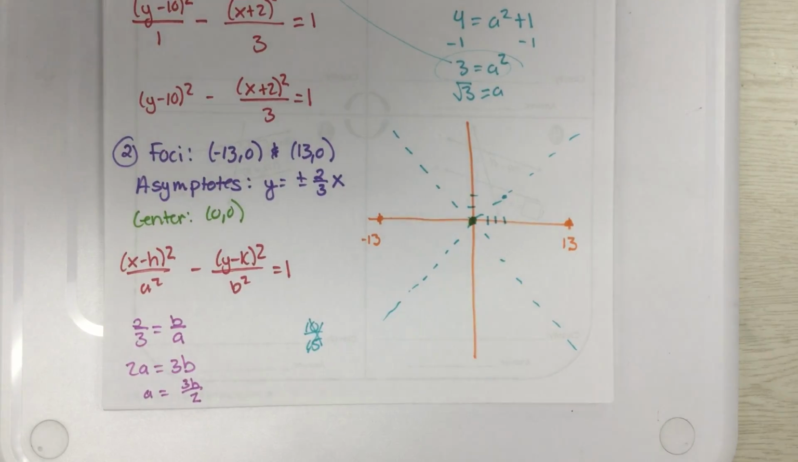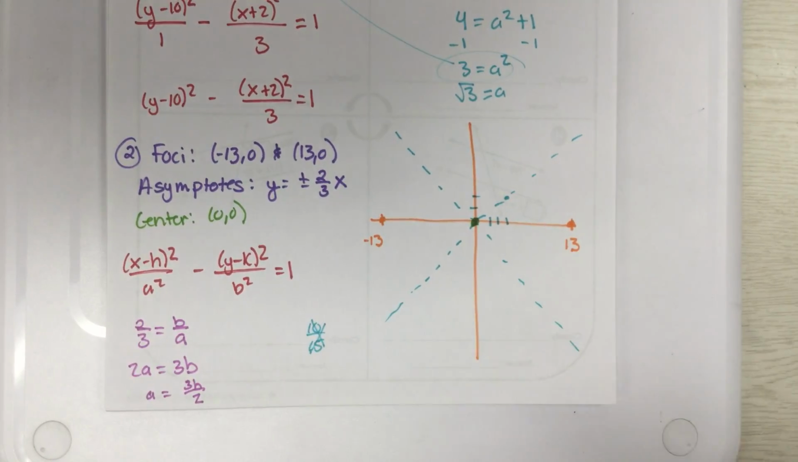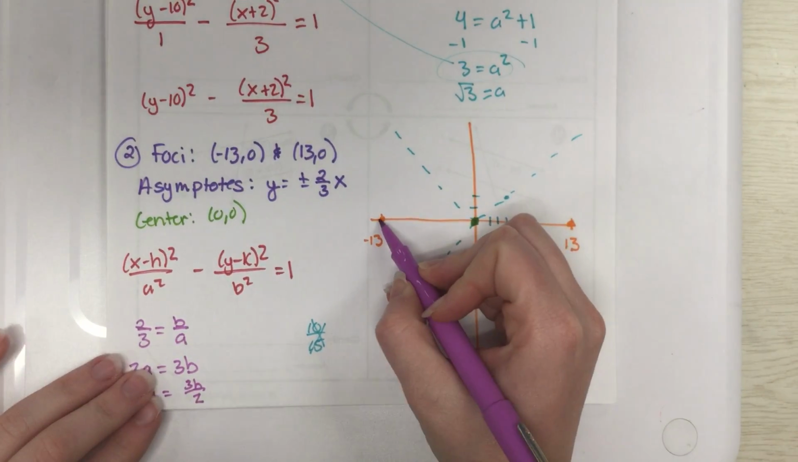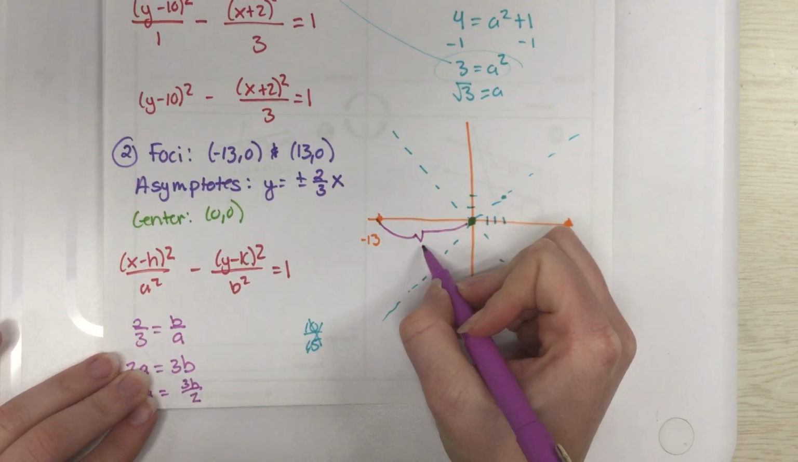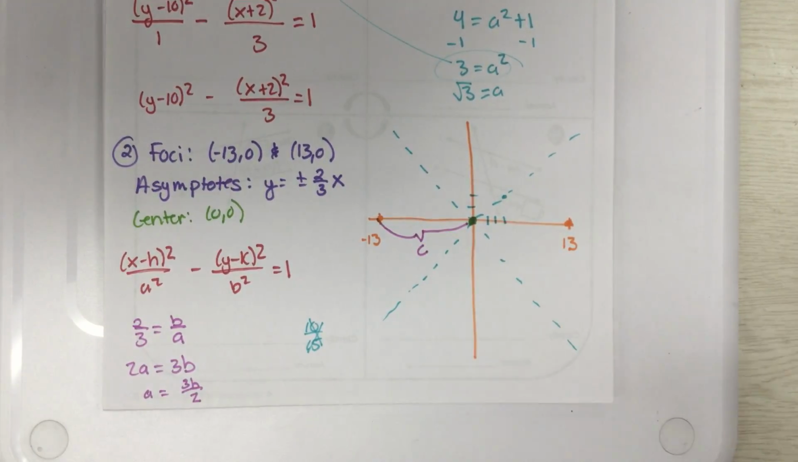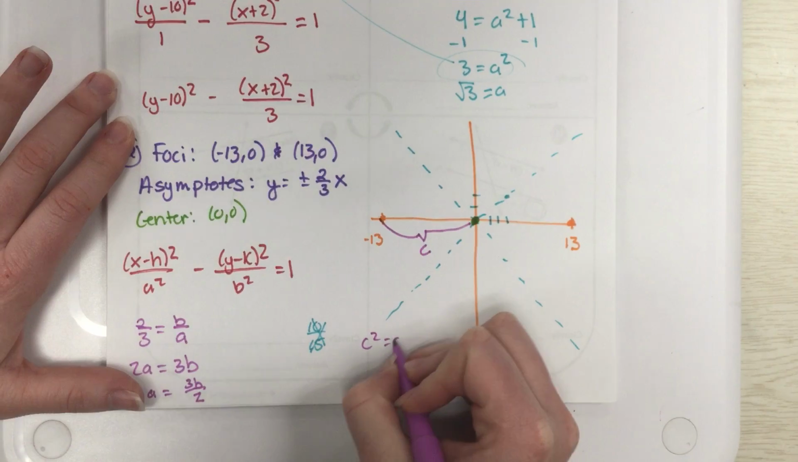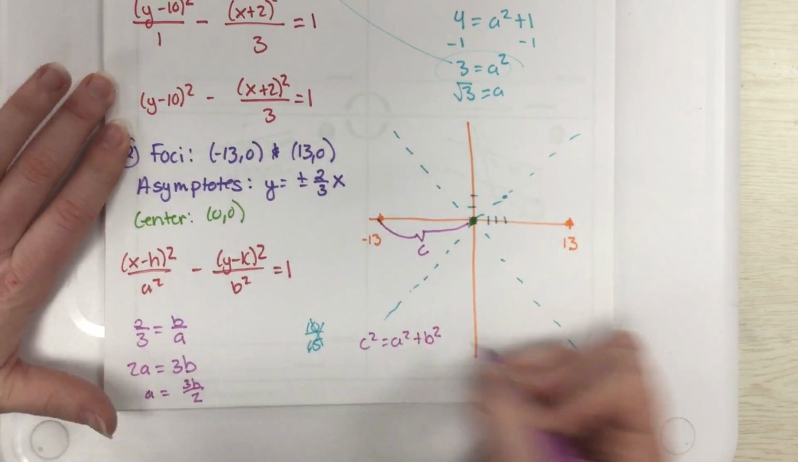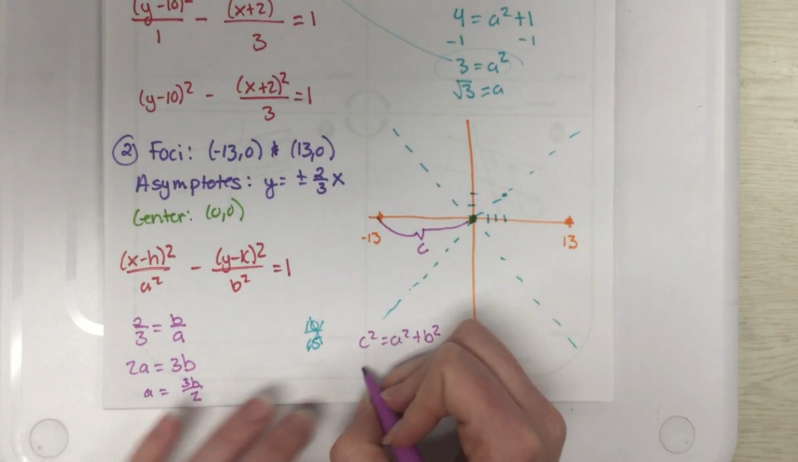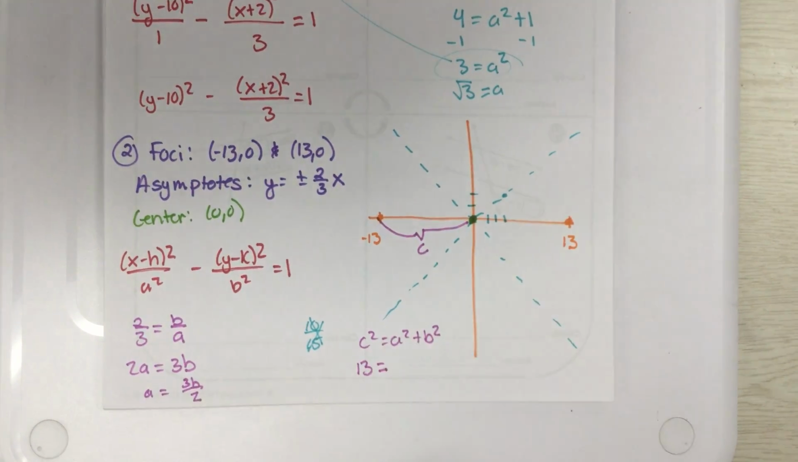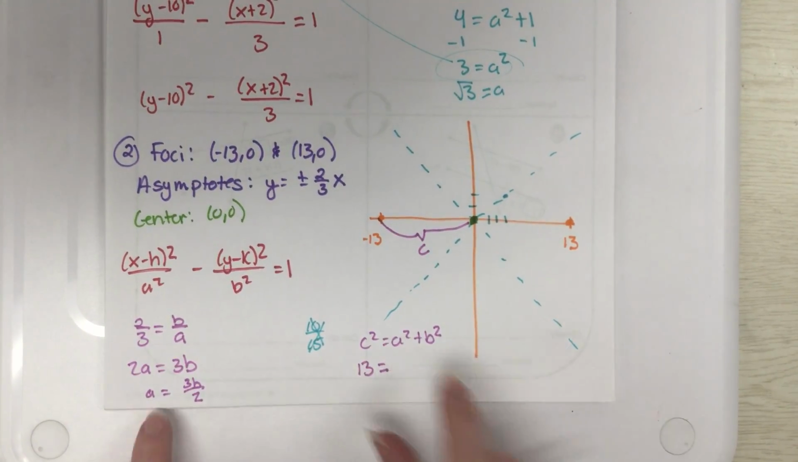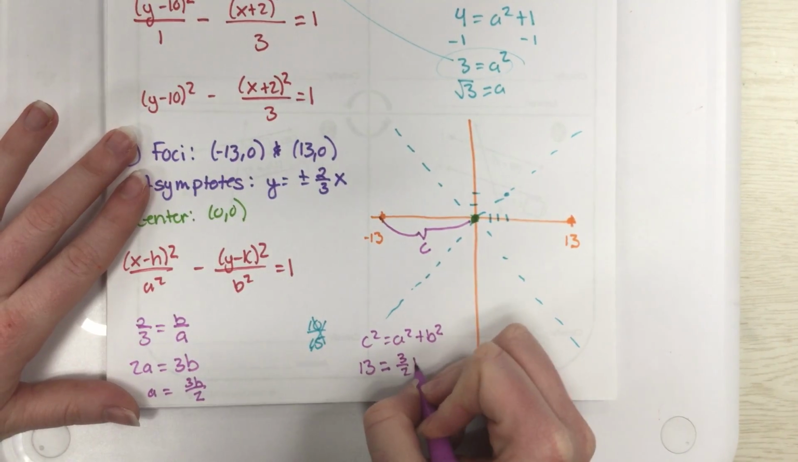All right, I hope we're doing okay so far. The only piece of information I have to work with is the distance from the foci to the center, which is c. And the only thing that I know about c is that c squared equals a squared plus b squared. Okay, so I know that that distance is 13. All right, I know my a is 3 over 2 times b.